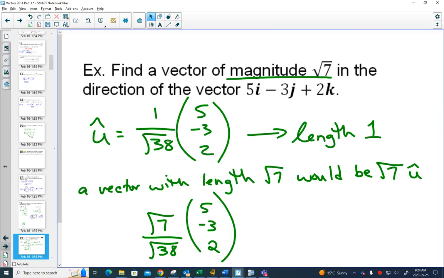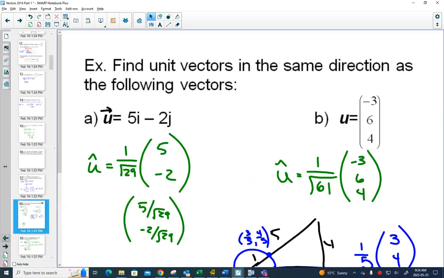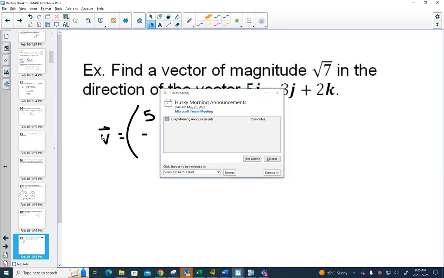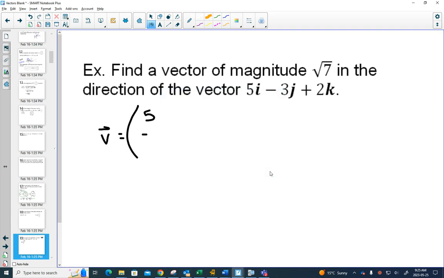Okay. Oh, I don't want to show you the answer for that one, I want to do that one. So, find a vector with a magnitude of square root of 7 in the direction of the vector. So we're going to call this vector V is equal to 5, negative 4, negative 3, and 2.